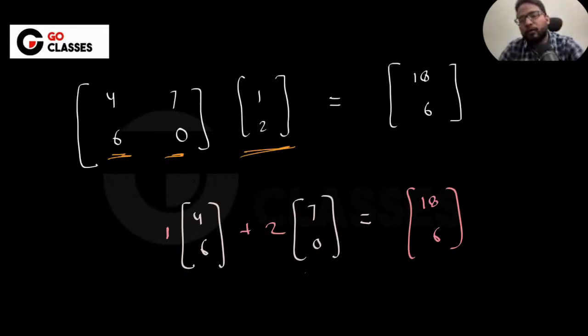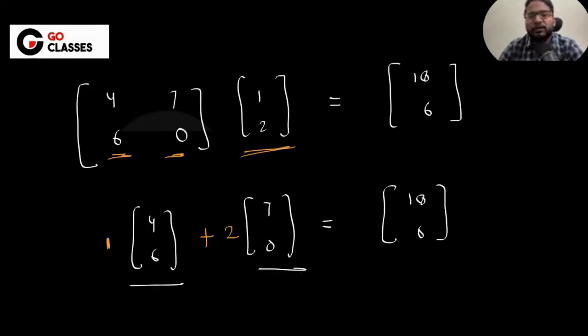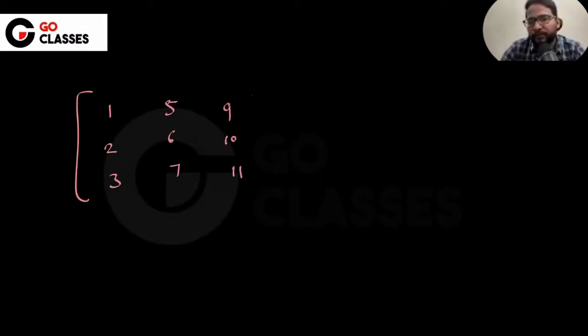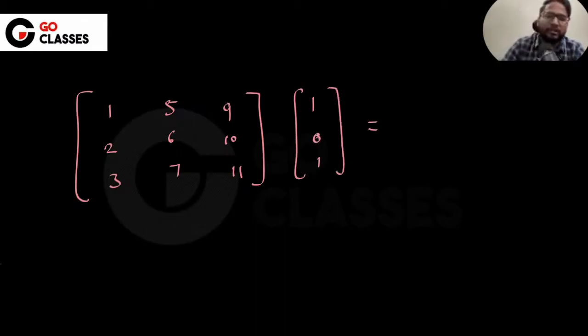Okay, maybe I can take more questions, right? So let's take anything. Let's suppose I'm picking this as 1, 2, 3, this 5, 6, 7, this is 9, 10, 11, anything, okay? And then let's suppose I'm saying this is 1, 0, 1, or anything. You can take any vector. Let's suppose I want to multiply these two vectors.